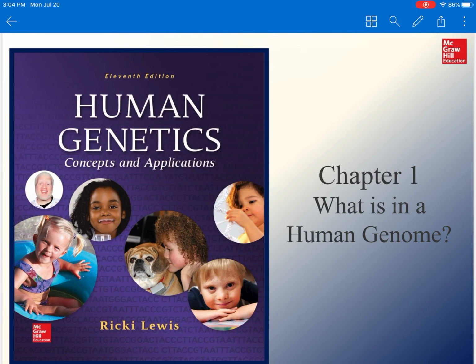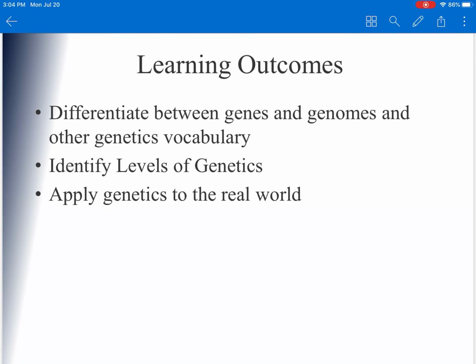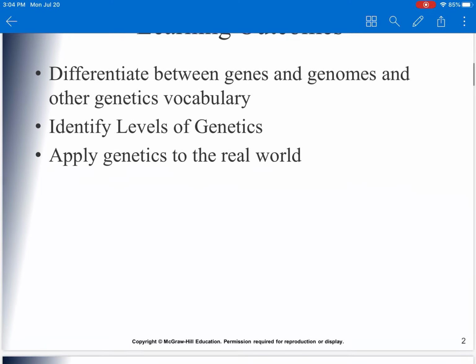All right, our second half of chapter 1, which is what is in a human genome, is going to include three learning objectives. We're still going to be differentiating between some of the different types of genetics vocabulary that you'll be using throughout the entire year. We're going to continue on and identify the various levels of genetics. We started those first few levels in the last PowerPoint. We're going to finish them up in this one. And then we're going to start seeing how can we apply genetics to the real world. What are some examples of that?